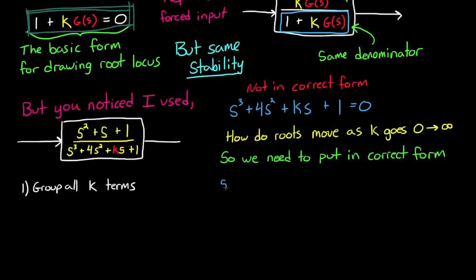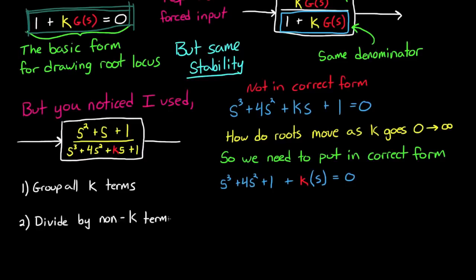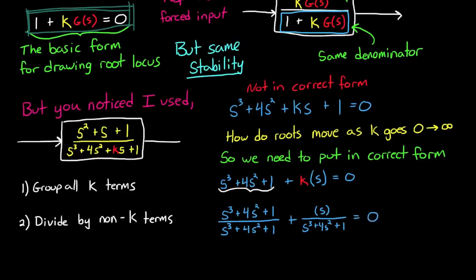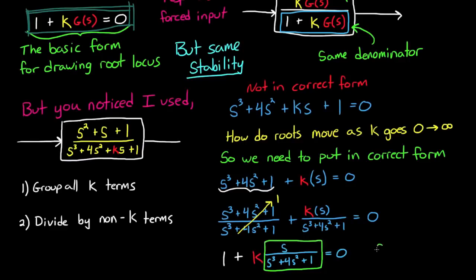The first step is to group all of the terms involving k together, like this. Then you can divide out this first part, the ones without k in it, and you're left with the form of the characteristic equation that is in the exact same form as the one from above. And so now s over s cubed plus 4s squared plus 1 is the new g of s of the system. So just like we did in the last video, using this method allows us to see how varying any parameter in the system affects the location of the poles, not just how gain in the feedback path affects it. So this is really powerful. Just reorder your characteristic equation into this form and you're all set to go.